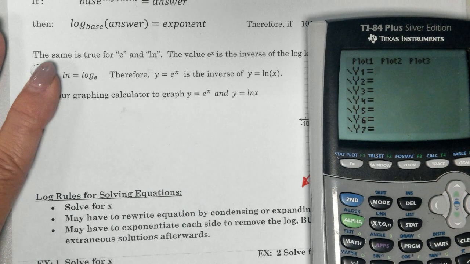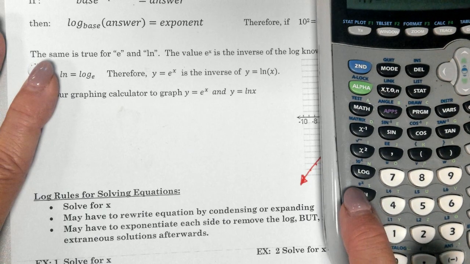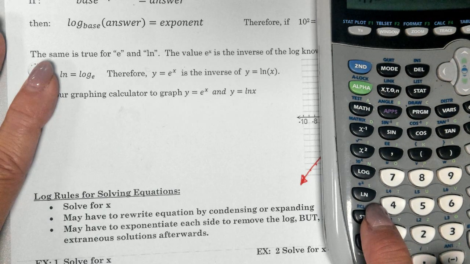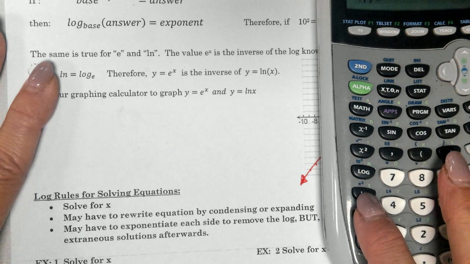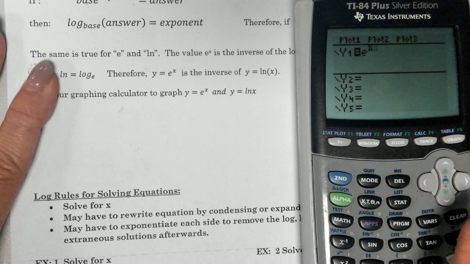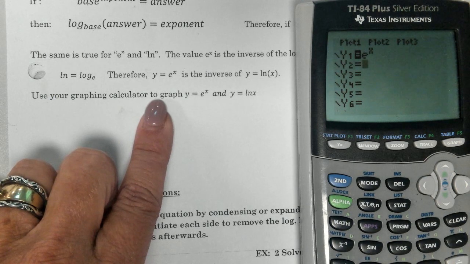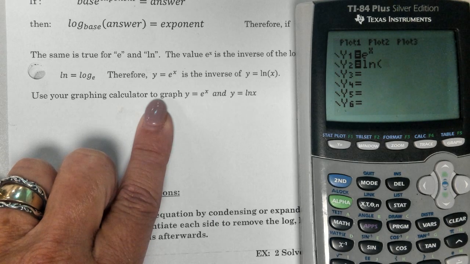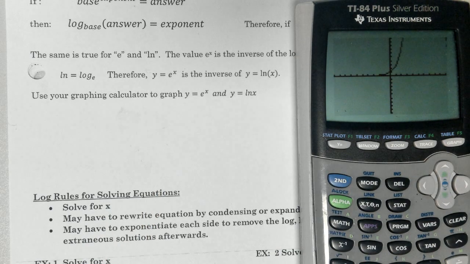Do y'all remember how to get e? e is right here in blue above the natural log button. So you've got your natural log key, you've got your log key with your base 10. So you hit your second natural log, and you've got your e that shows up, and you type in x so that you've got e to the x. And then down below for y sub 2, I'm going to hit my natural log button, and in the parenthesis, that is going to be my x value. If you go to graph it, you can see each one being graphed and how they reflect each other.